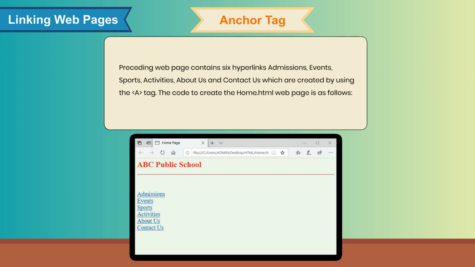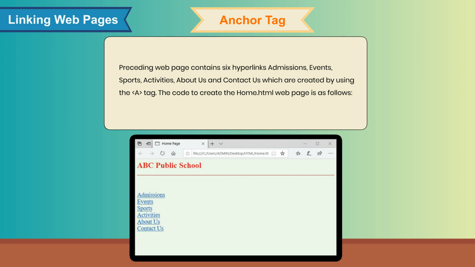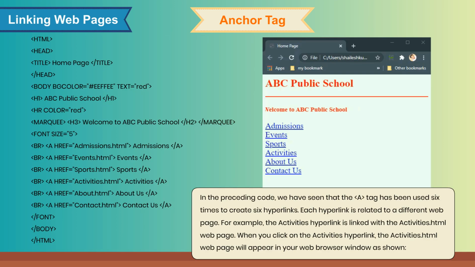The preceding web page contains 6 hyperlinks: admissions, events, sports, activities, about us, and contact us, which are created by using the A tag. The code to create the home.html web page is as follows. In the preceding code, we have seen that the A tag has been used 6 times to create 6 hyperlinks. Each hyperlink is related to a different web page. For example, the activities hyperlink is linked to the activities.html web page.